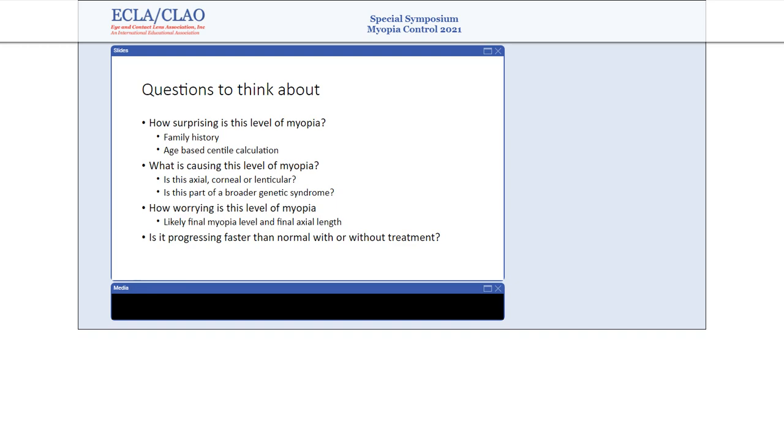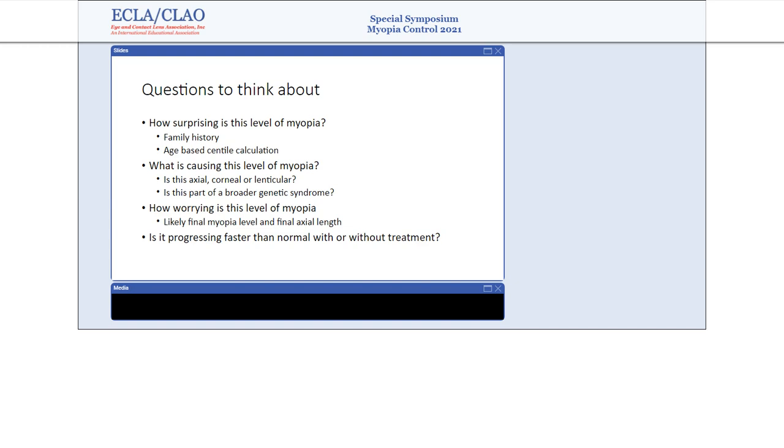So the questions I think about, and this is quite a personal approach to how I manage these kids, is that in every myope, rather than just thinking, am I going to use a soft contact lens, orthokeratology, or atropine, these are high-level questions. First off, how surprising is this level of myopia? I look at family history, and I also use an age-based centile calculation tool that we've developed.